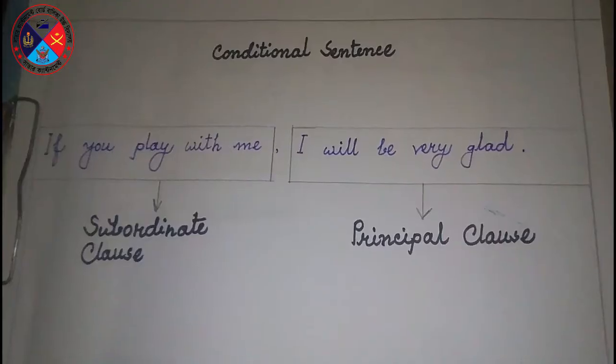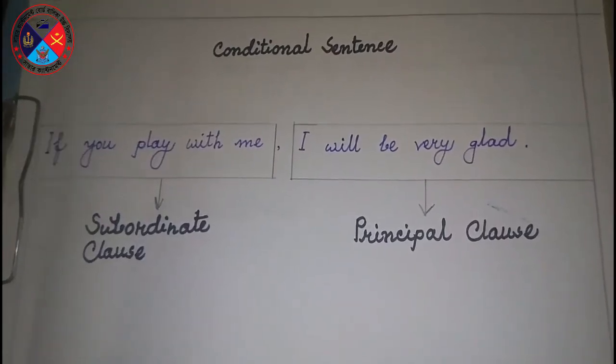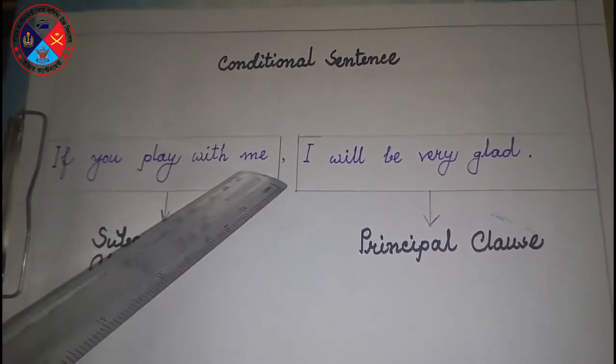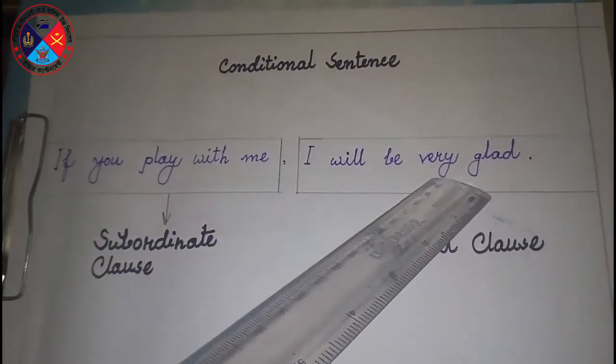শর্তমূলক বাক্য. Suppose you want to play with your friend. Then you may say to him, if you play with me, I will be very glad. Look at the sentence. If you play with me, I will be very glad.